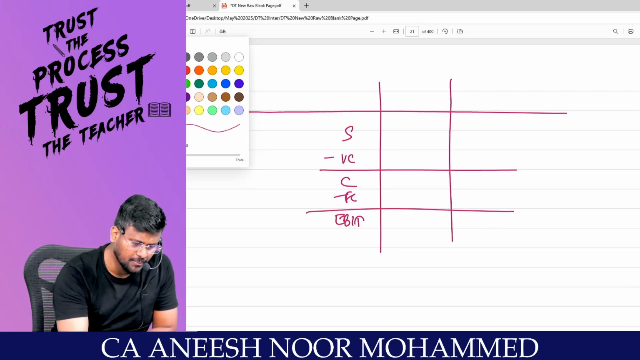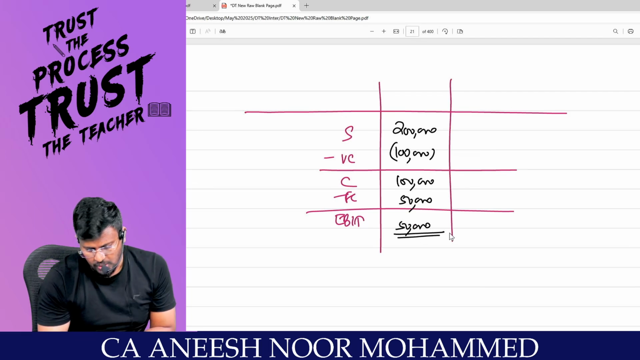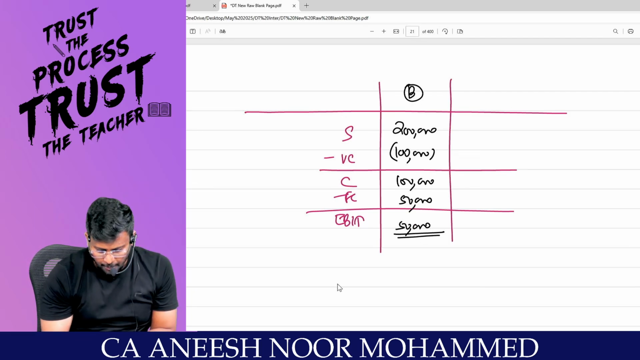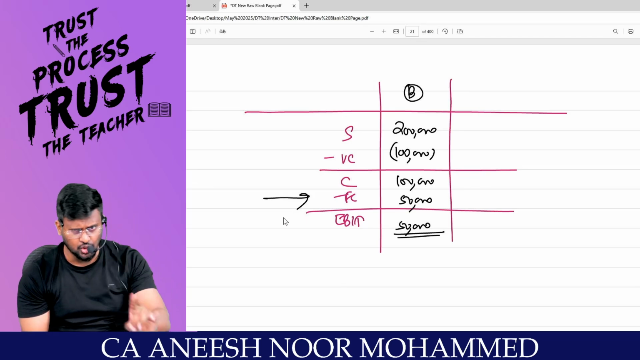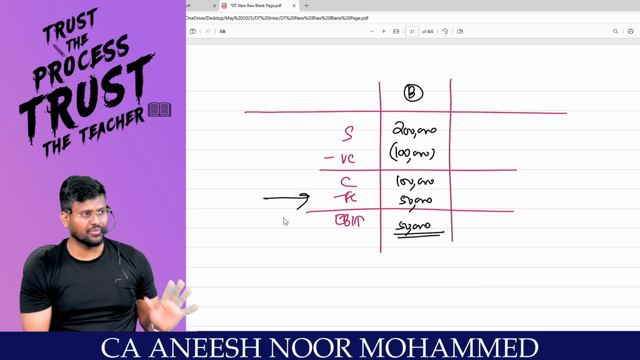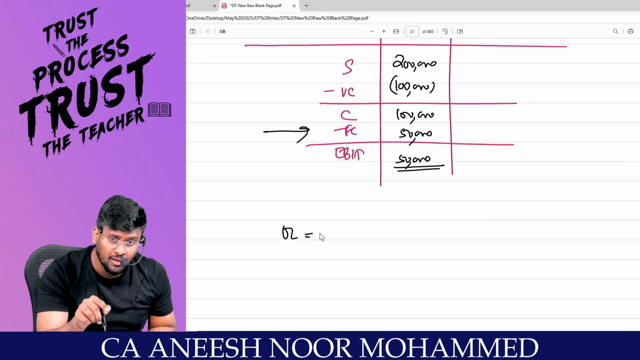What was the sale? Okay. What is the variable cost? 1 lakh. What is the contribution? 1 lakh. What is the fixed cost? 50,000. What is the EBIT? 50,000. With this base data, can you calculate operating leverage? Because in this cost structure, you are having fixed cost. If you are having fixed cost, you are having operating leverage. If you are having operating leverage, you are having business risk. Right? So, operating leverage is because of the fixed cost.